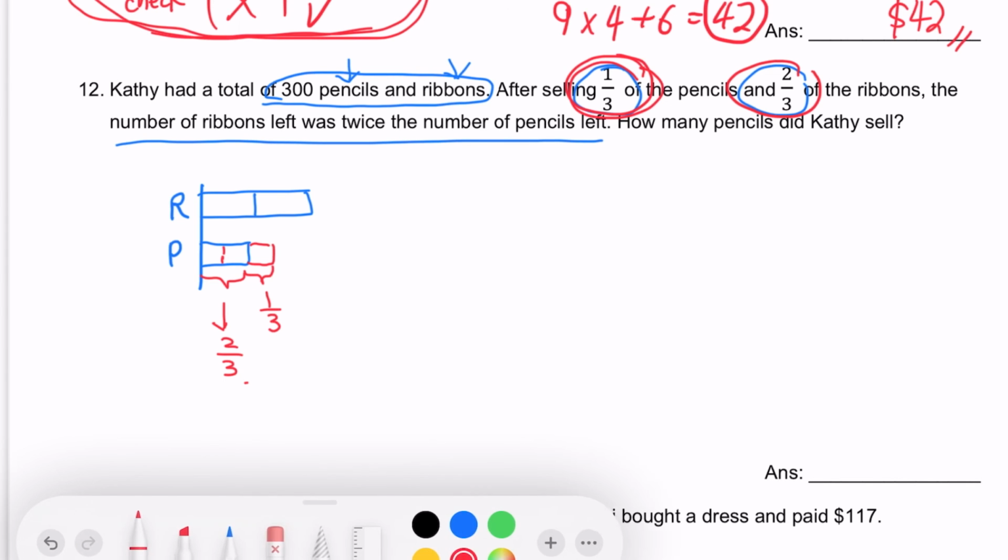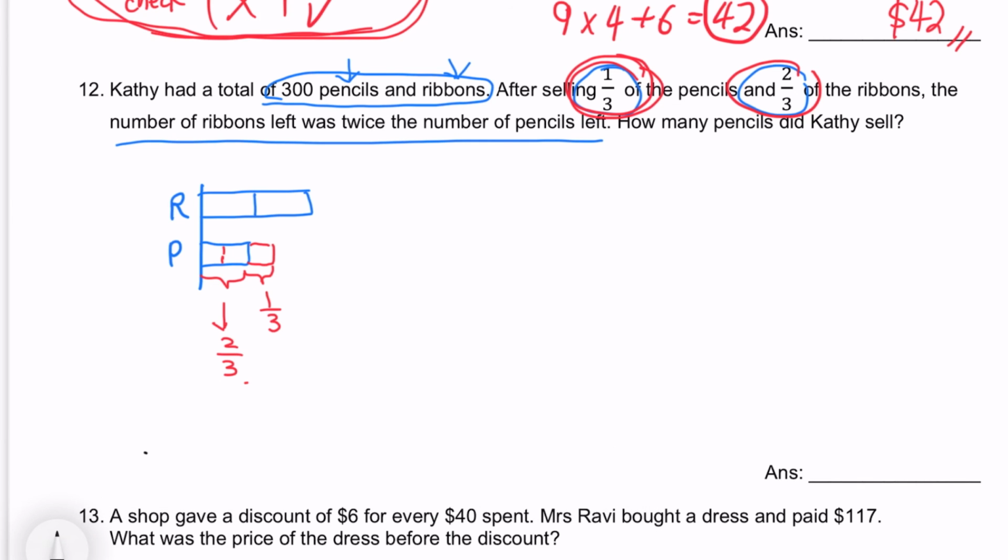Okay, then let's go to the second part of the model, which is for ribbon. She sold 2/3 of the ribbons. So this portion would be 1/3. Am I right? And I have to craft out the rest of the 2/3. There will be another 1/3 and another 1/3. So this entire portion here will be equal to 2/3. Okay, you need to pause here and understand the parts that I've drawn.